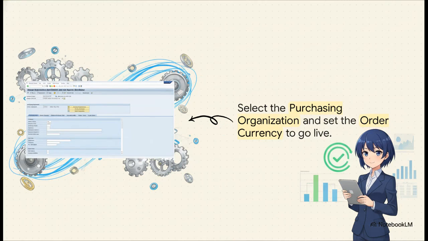We click on purchasing, we tell the system which purchasing organization is going to be buying from this vendor, we set things like the order currency, we hit save, and bam, that's it. The vendor is officially live and ready for purchase orders.